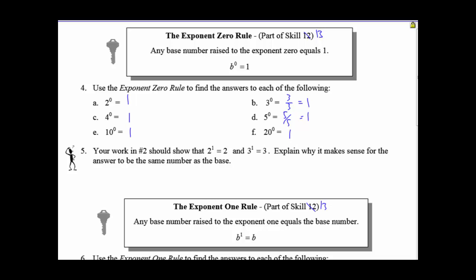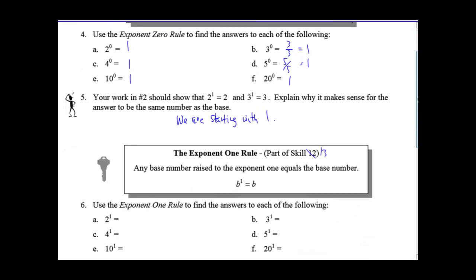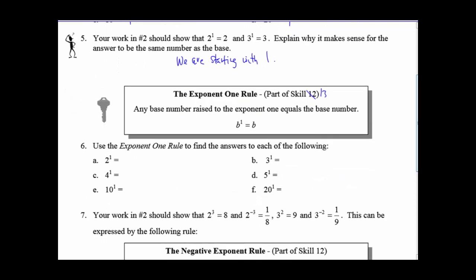Okay? So your work in number 2 should show that 2 to the first is 2 and 3 to the first is 3. So explain why it makes sense for the answer to be the same as the base. Okay. Again, we are starting with 1. Little keys. These are the special rules that we need to start working with and remember. Okay. So that was the zero exponent rule. Now the exponent 1 rule. Any base number raised to an exponent of 1 equals that base number. So if we have b to the first, that equals b. If we have 1,000 to the first, that equals 1,000.